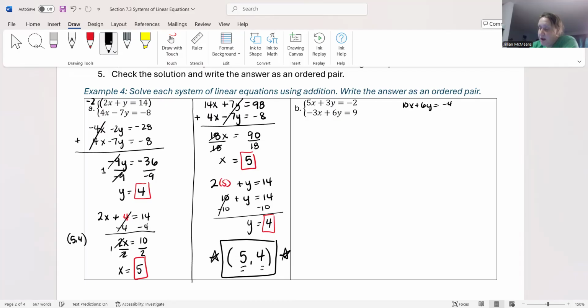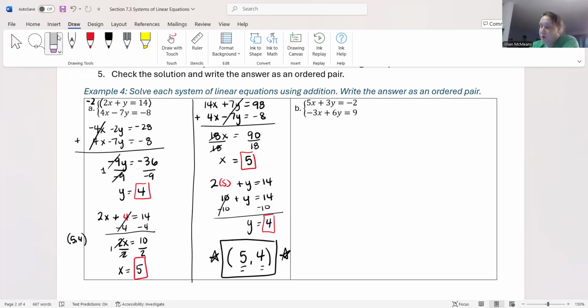And then the bottom equation is -3x plus 6y is 9. So we'd be halfway there. If we could multiply that top equation by 2, we would get the same coefficient. But remember, we don't want exactly the same coefficient. We want opposite coefficients. Okay? So if I wanted to get rid of the y's, I could multiply the entire top equation by -2.